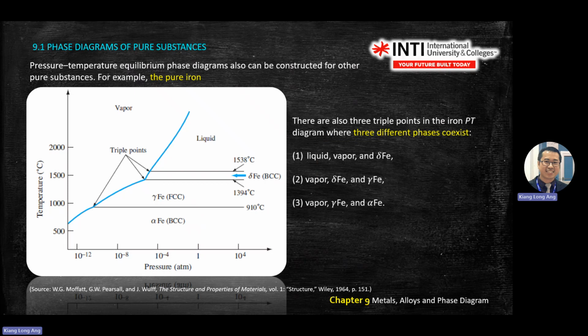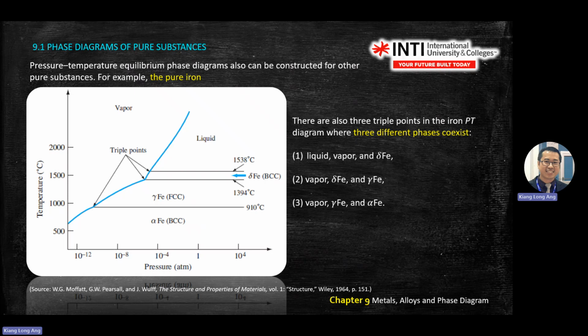There are three triple points on the PT graph, where three different phases coexist. Like here, you have three triple points. You should be able to write what you have at a certain triple point. For example, liquid, vapor, and gamma ferrum. Liquid, vapor, and delta ferrum. Where is this point?